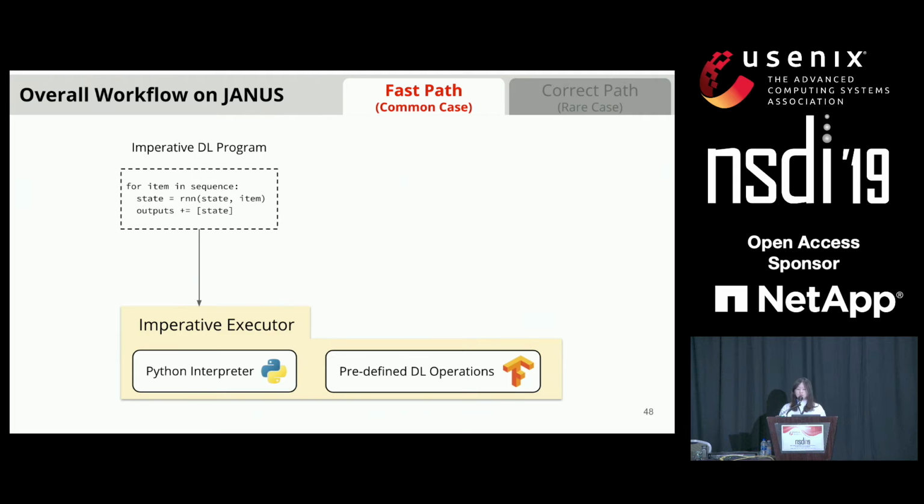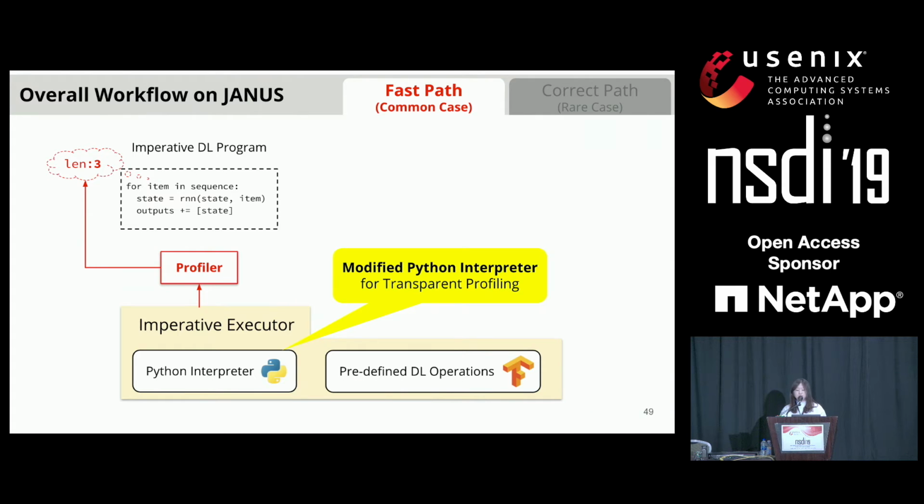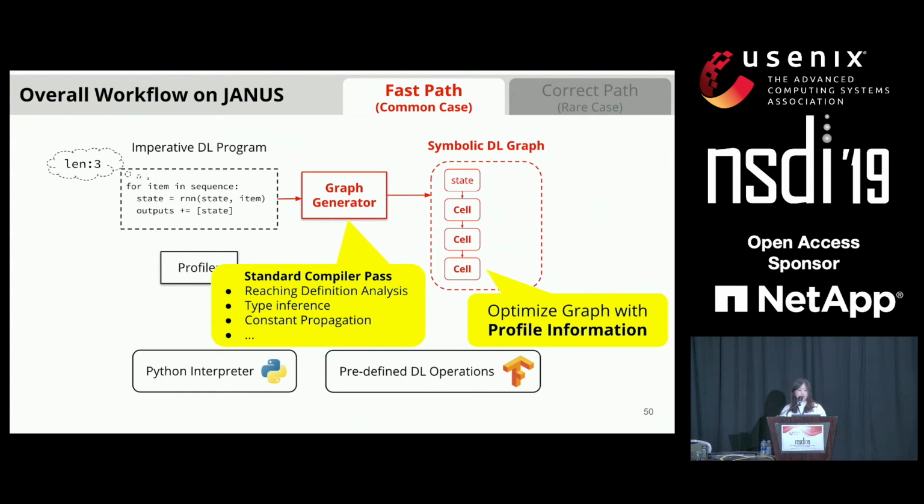Let me show you the overall workflow of JANUS with an imperative program with a for loop statement. Once JANUS receives the input program, the program is first executed imperatively, while the profiler gathers runtime information for making reasonable assumptions. We modified the Python interpreter for transparent profiling to avoid intrusive source code instrumentation. After collecting a sufficient amount of information, the graph generator tries to convert the program into a symbolic graph. Not only does the graph generator execute the standard compiler passes, it also exploits runtime profile information to optimize the graph based on the reasonable assumptions.